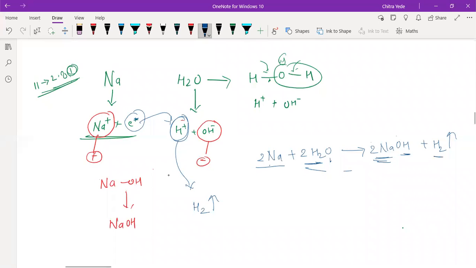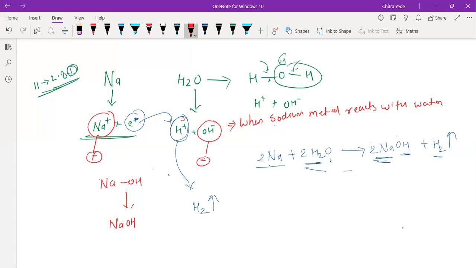I'm going to write the description for the reaction. So when sodium metal reacts with water. See, sodium is highly reactive, so it can react with cold water, warm water, steam, with anything. Understood? Sodium is a very highly reactive metal. That's why it can react with cold water, warm water, normal water, or with steam also.